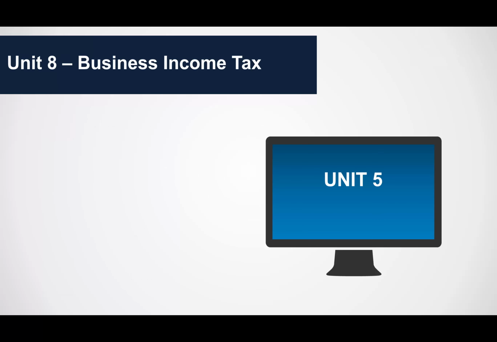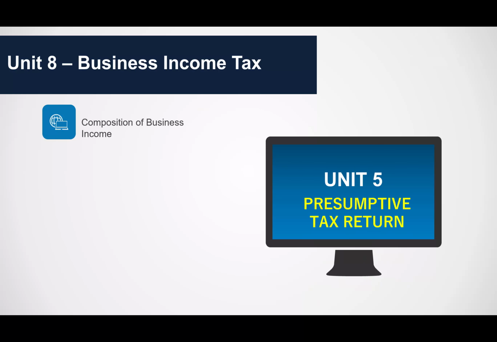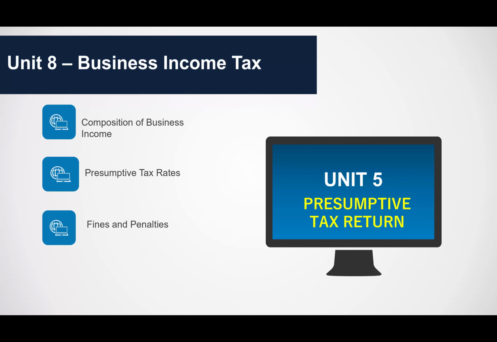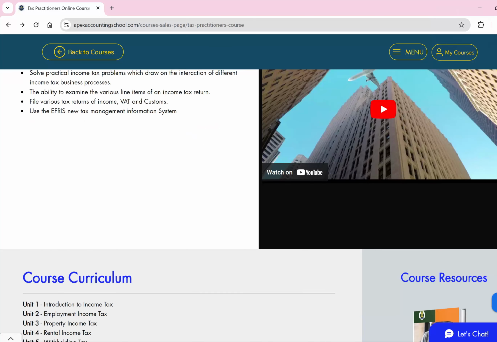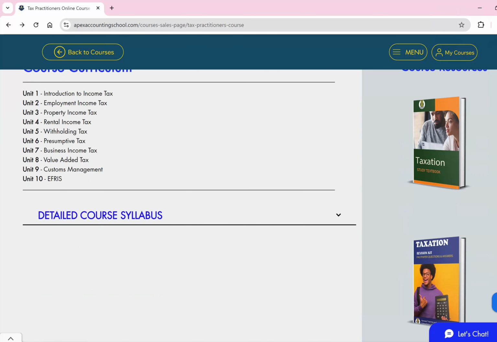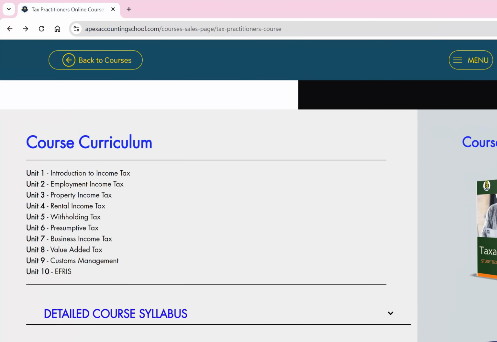Unit 8 goes into business income tax. Of course, here we talk about the composition of business income. We talk about the different tax rates, fines and penalties, and the procedures. Actually, if you look at the page where you have landed or where you're watching this video, you're going to find that all of these units have been covered under the course outline.